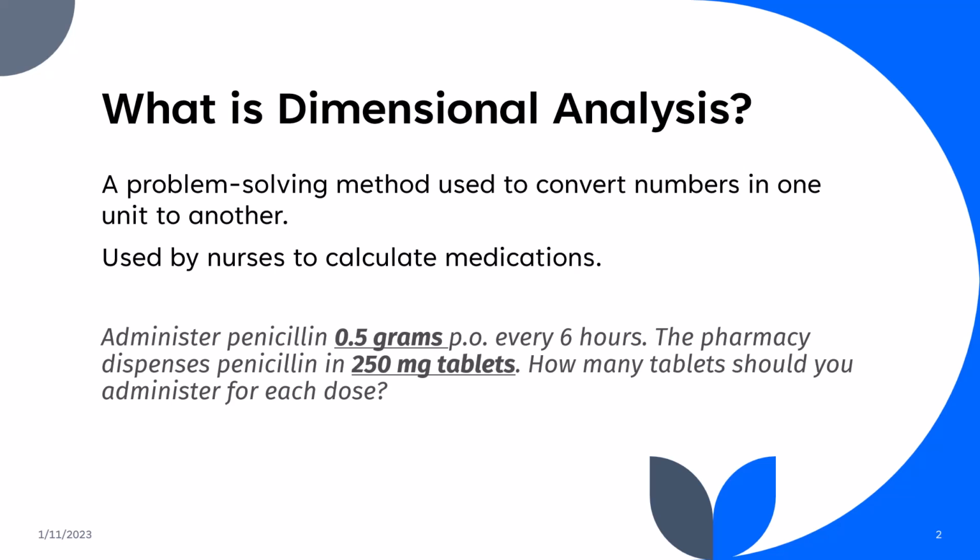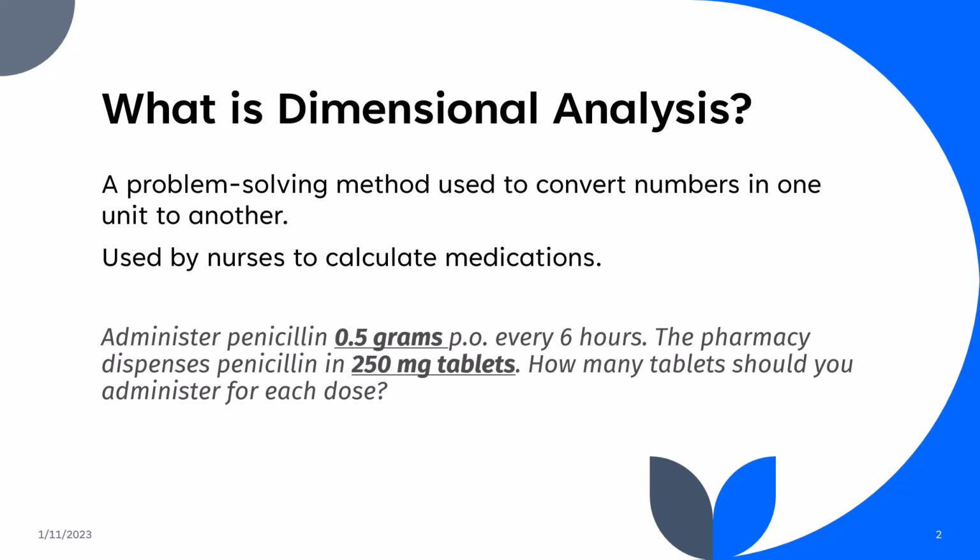And a typical scenario might be that a nurse has to administer penicillin 0.5 grams orally every 6 hours. The pharmacy dispenses penicillin in 250 milligram tablets. How many tablets should you administer for each dose? Note that the units are different. The pharmacist has 250 milligram tablets. You need to figure out how many tablets would be equal to 0.5 grams.